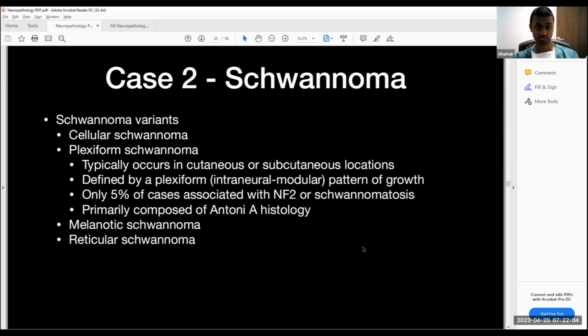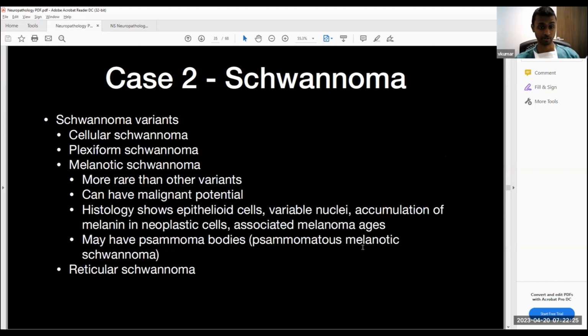Plexiform schwannoma typically occurs in a cutaneous or subcutaneous location. And like plexiform neurofibromas, the pattern of growth is an intraneural nodular pattern. About 5% of cases are associated with NF2 or schwannomatosis, and those are primarily composed of Antoni A histology as well. Melanotic schwannoma is more rare. They can have malignant potential. On histology, you see epithelioid cells, variable nuclei, and accumulation of melanin in neoplastic cells. They may be associated with psammoma bodies as well.